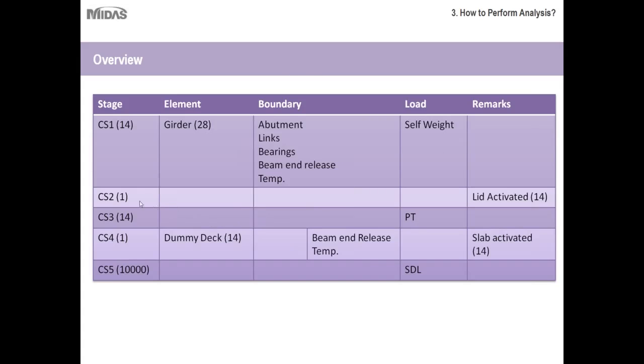And then in stage 2, which will be just have created it for 1 day. Actually, in this stage, what we can consider in the field is that once this girder is erected, we'll be pouring the lid on top of it. We'll let it stay for 14 days, and then we'll analyze it in stage 2 on first day with the lid that is activated with the age of 14 days. Then in the following stage, we'll be doing the post tensioning.